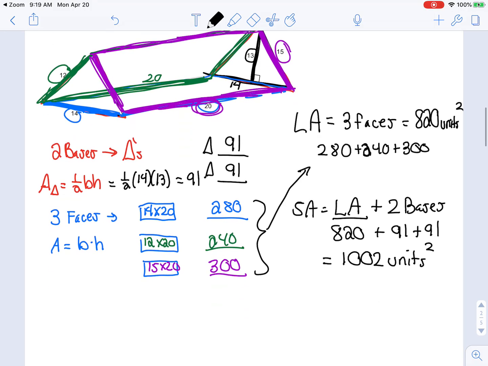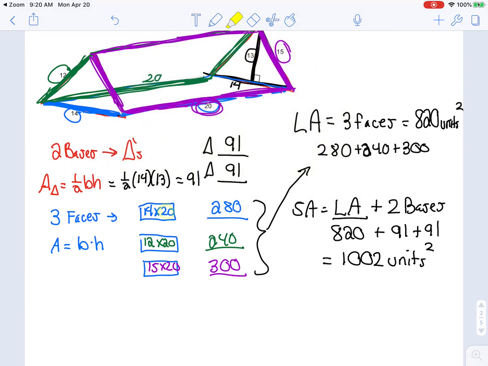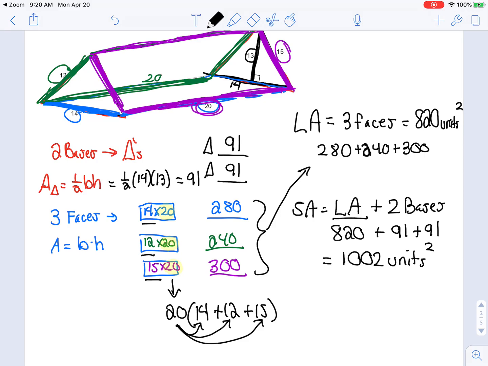Okay, what I want you to notice about the lateral area specifically, so the 3 rectangles, if you look back at how we found the area of all 3 of these rectangles, you'll notice that they all had one thing in common. They all had this 20 in common. Okay, and that 20 was multiplied by 3 different lengths. First, the 20 was multiplied by the 14, then it was multiplied by the 12, and then that 20 was multiplied by the 15. So really, if you look at that as distributive property, you had to do 20 times 14, 20 times 12, and 20 times 15. And that would have given you your 3 areas.